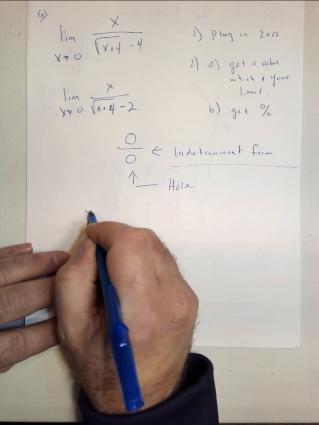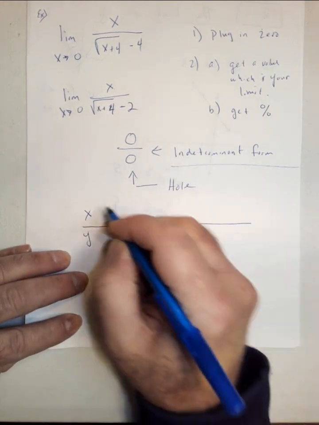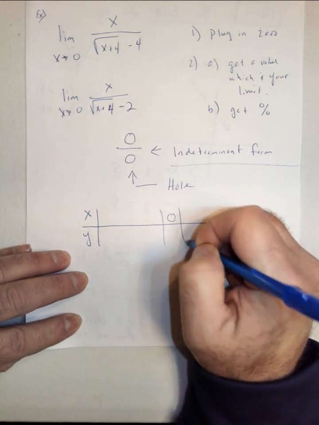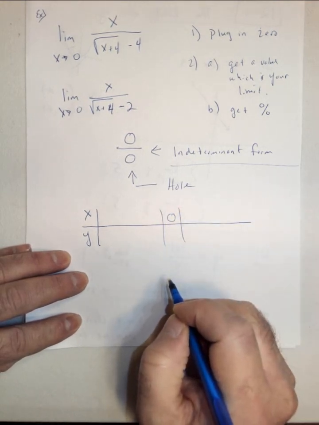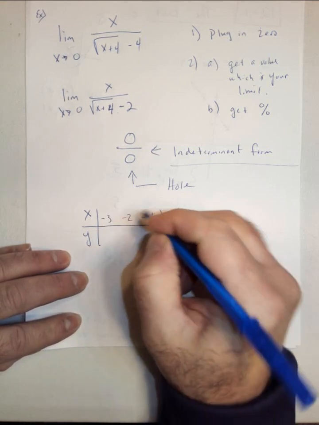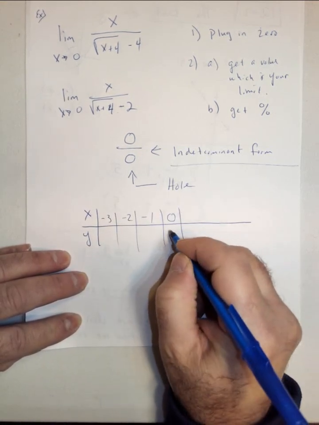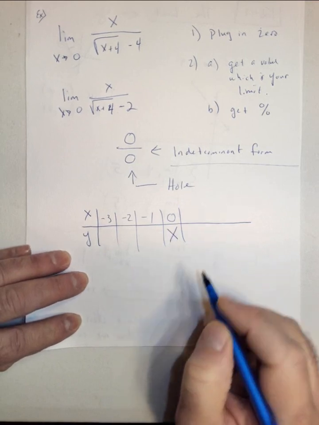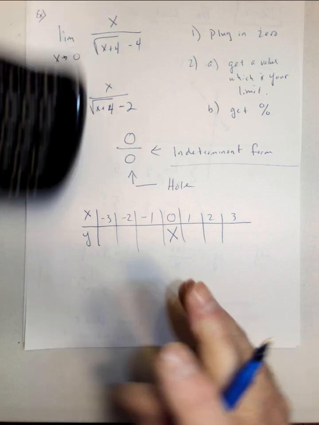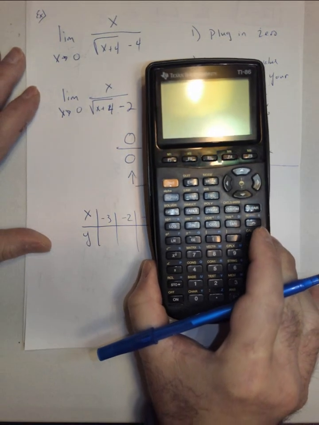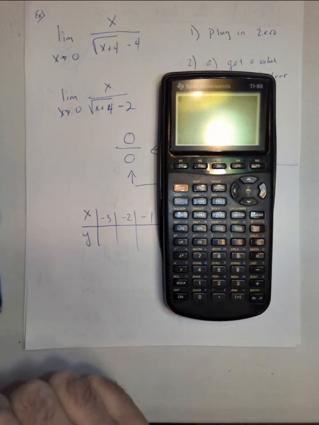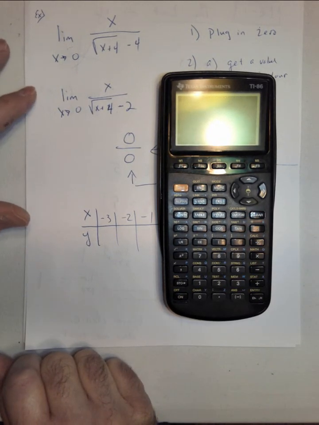So we make our table centered around 0. So again, we got to look at it coming from the left and from the right. So I'm going to go -3, -2, -1, 0, which we know is where the hole is. And then 1, 2, 3. And so I'm going to get out my calculator. And again, we can use the table function on our calculator to help us do this.